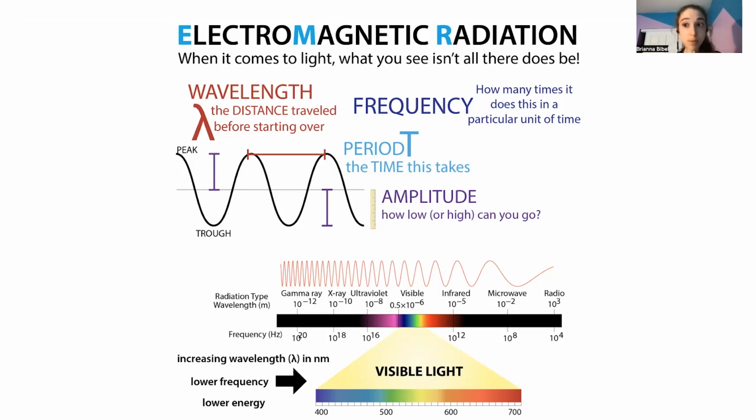So higher energy means a higher frequency, how many up-downs they do, as well as a shorter distance between those up-downs. So there's this direct relationship between the wavelength, the frequency, and the energy. Typically, when we're talking in terms of wavelength, we're talking in terms of nanometers, which is a billionth of a meter, and it's represented by this lambda sign.